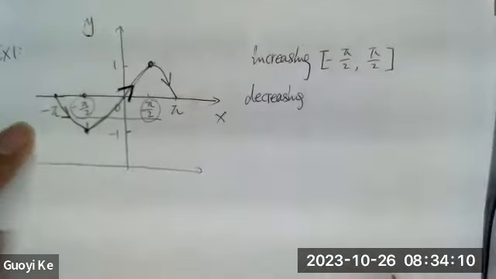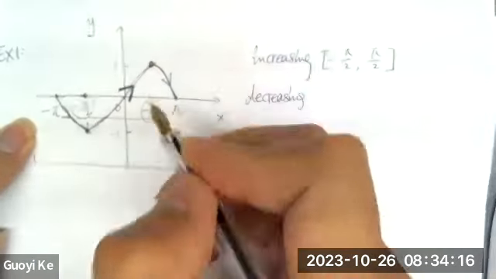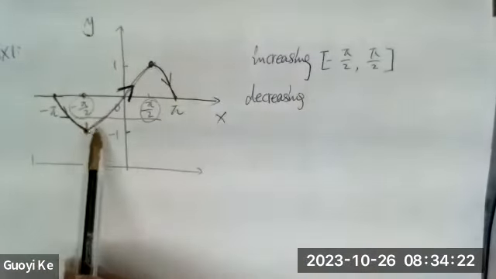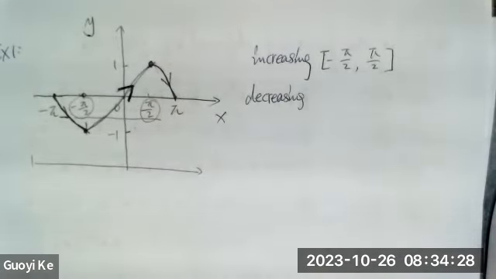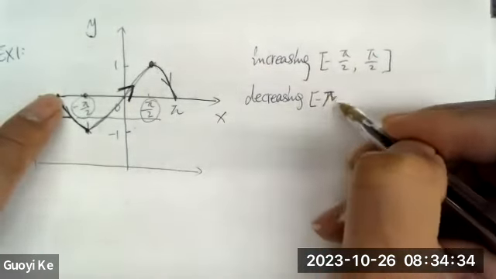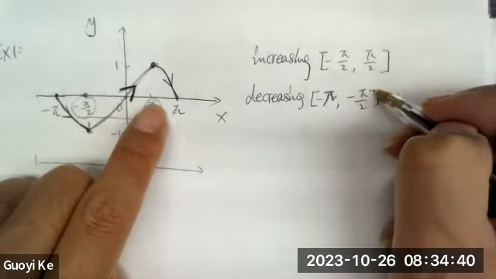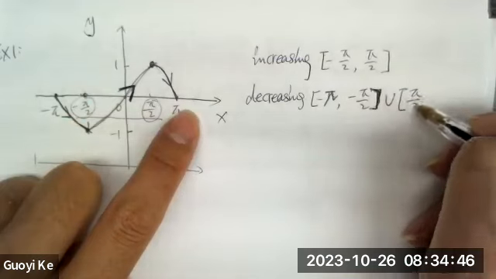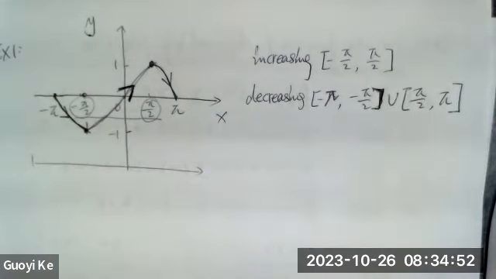So how about decreasing? Actually, we have two parts, right? This part and this part. Do you see it? Because the arrow is down, that means it's decreasing. So from negative pi to negative pi over 2, union pi over 2 and pi.